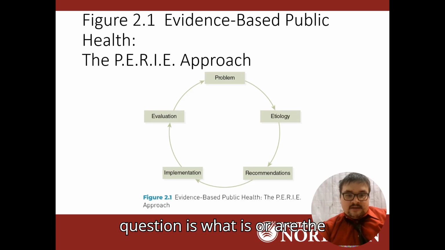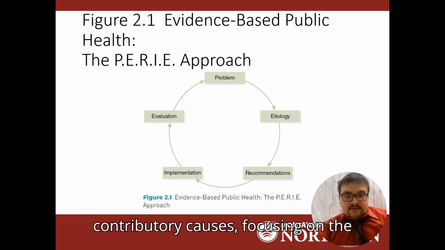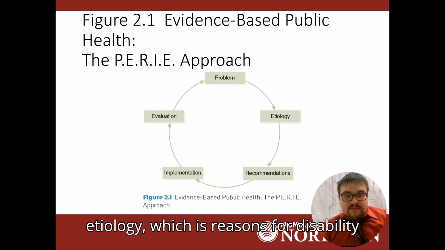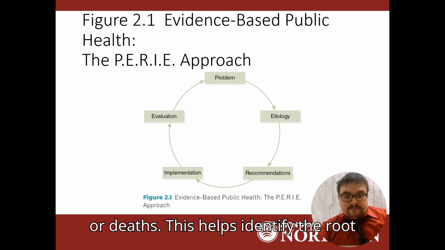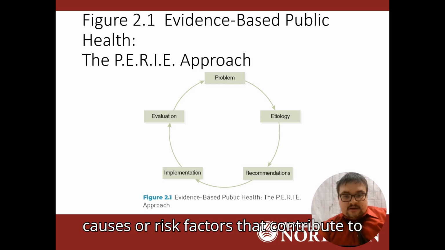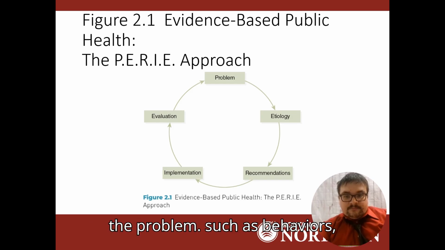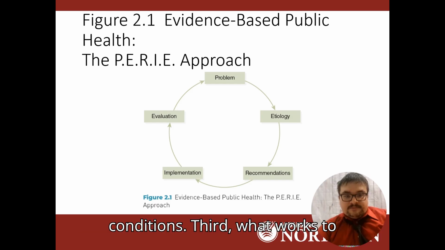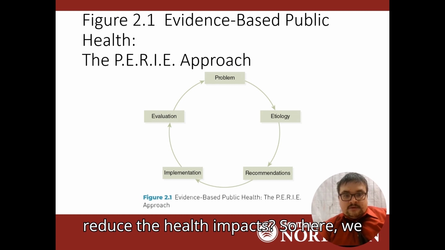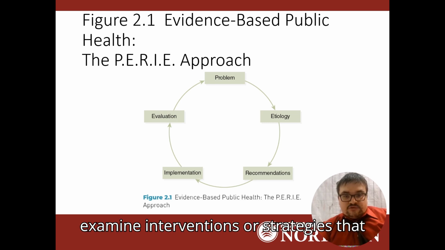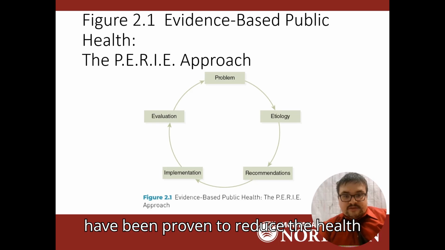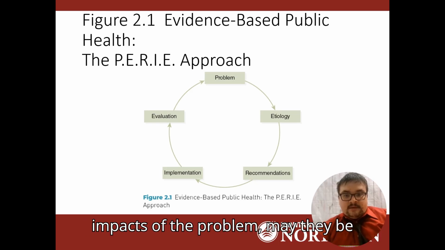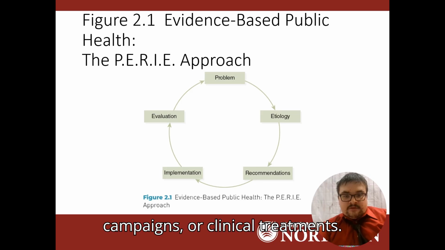The next question is what is or are the contributory causes, focusing on the etiology, which is reasons for disability or deaths. This helps identify the root causes or risk factors that contribute to the problem, such as behaviors, environmental factors, or socioeconomic conditions. Third, what works to reduce the health impacts? So here we examine interventions or strategies that have been proven to reduce the health impacts of the problem, may they be public health policies, educational campaigns, or clinical treatments.